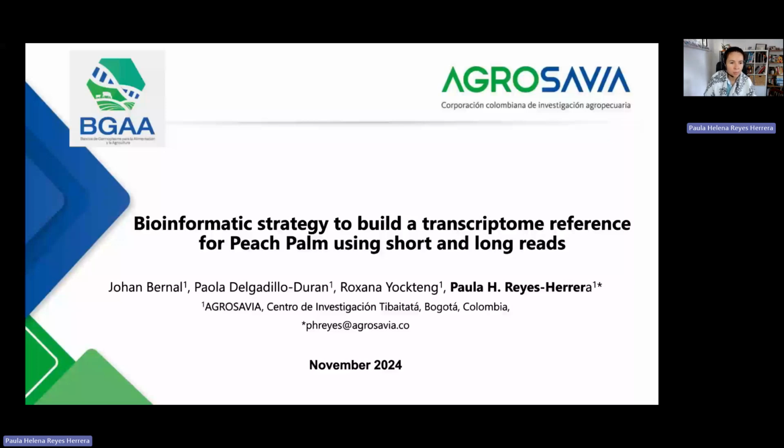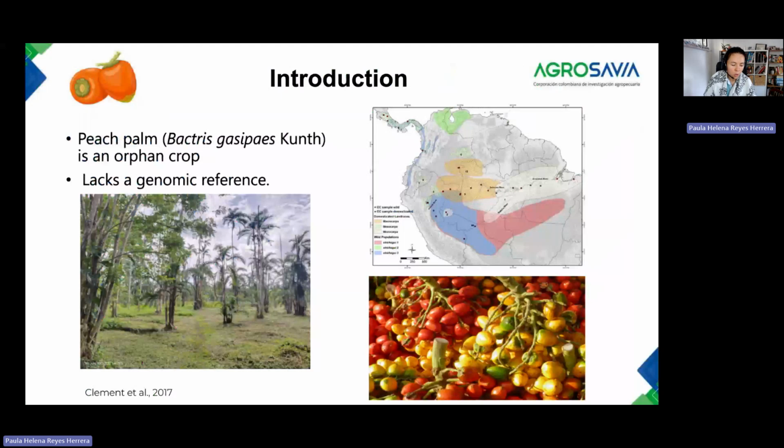Peach palm, Bactris gasipaes, is an orphan crop of American origin distributed in Central and South America. Here you can see the distribution of the wild and the landraces. This palm has an estimated genome size of 4 gigabases and currently lacks a genomic reference. In this study, we use Illumina and Oxford Nanopore sequencing to build a hybrid transcriptome for this crop.